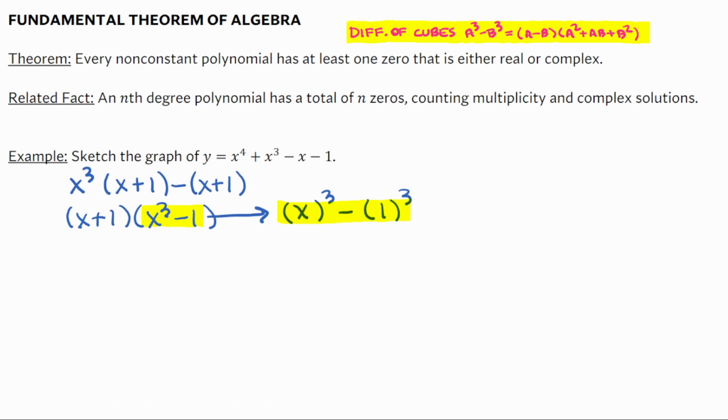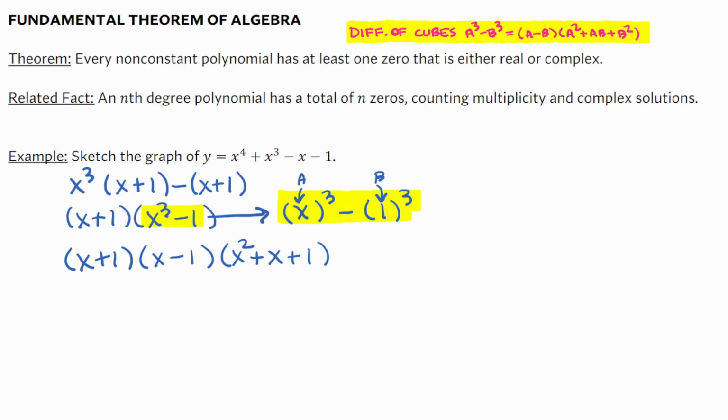And so this is, in the big scheme of things, not that difficult one to factor. Okay, we're going to say that I've still got that x plus 1. Okay, and then I'm going to have x minus 1, a minus b, multiplied by, because I'm looking at a as x and b as 1, a squared plus x times 1 plus 1 squared. Alright, and now I've got these factors.